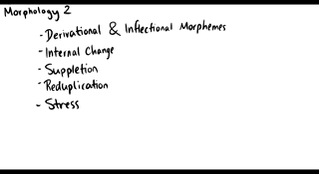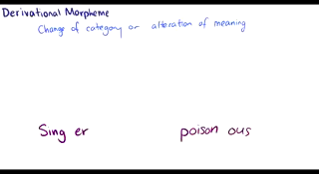Welcome back to Interlinguistics. Today we'll look at the second lecture in morphology, which will cover derivational and inflectional morphemes, as well as some processes in morphology. So, let's start off. Derivational morphemes. A derivational morpheme will change the category of a word, or it will alter the meaning of a word.